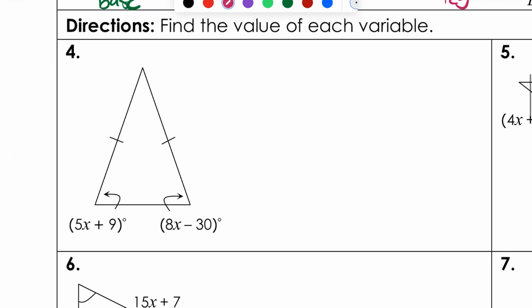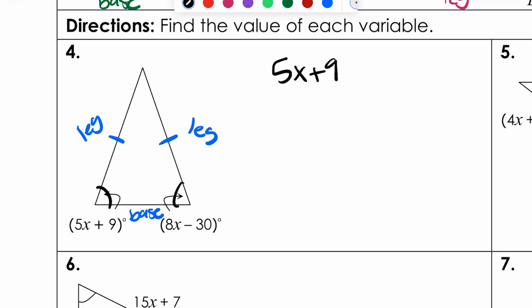Okay, let's go to number 4. They don't really tell you anything. They said find the value of each variable and then tell you that these are congruent. Remember, the legs are congruent, which means this line is a base, which means these are base angles, and so these two are congruent. Let me change color. These two angles are congruent. So 5x plus 9 equals 8x minus 30. Okay, solve for x on your own.